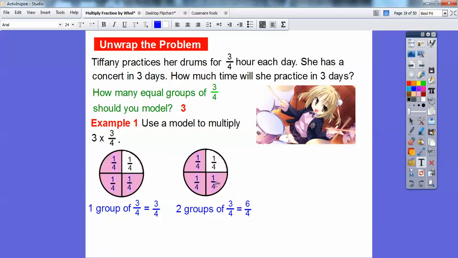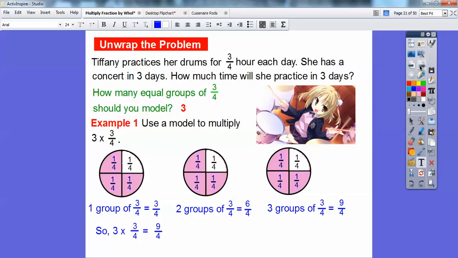So that's why there's 6/4 being shaded. All right, and then 3 days is going to be 3 groups of 3/4. So now I have 9 of the fourth size shaded, so there's 9/4 out of 3 days. So 3 times 3/4 just equals 9/4, okay? And if you've seen a pattern, good for you.